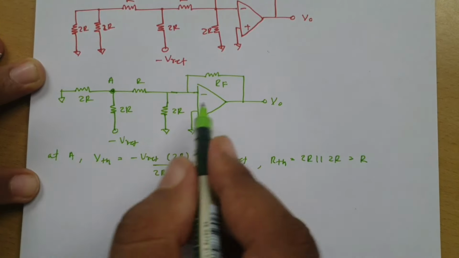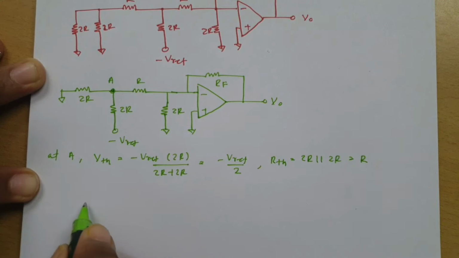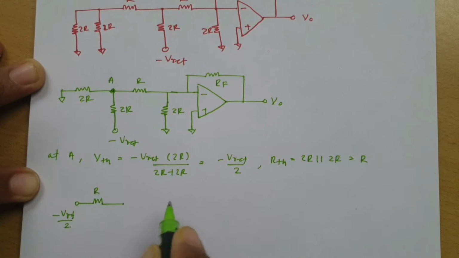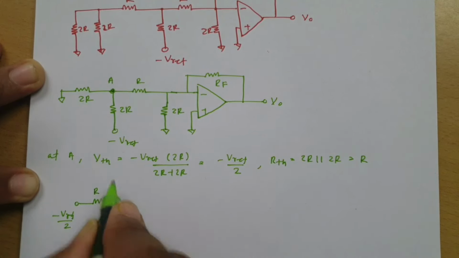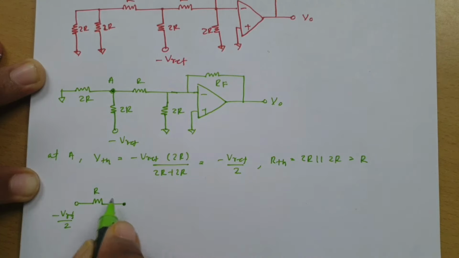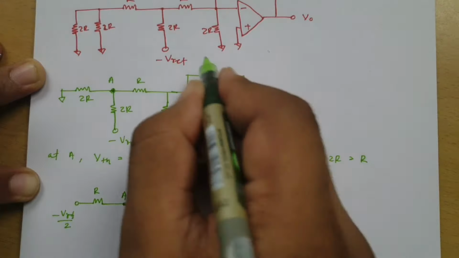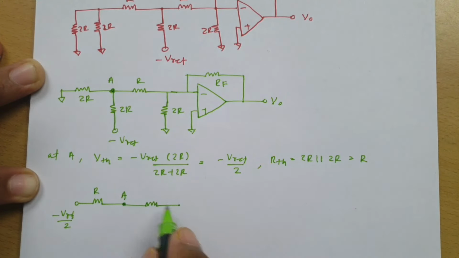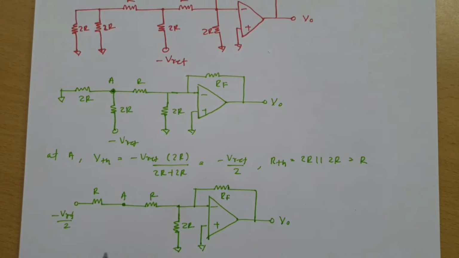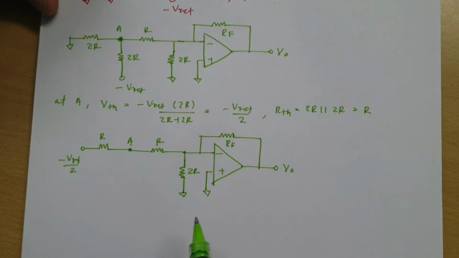So again we need to redraw this circuit. Here you see I am having VTH, that is minus V reference by 2. This is my resistance R, which is RTH, right? And that is at this terminal, which is terminal A. Now that is in series with R, and I am just redrawing this structure again. So now you can see this is R in series with R, so that is 2R, right?